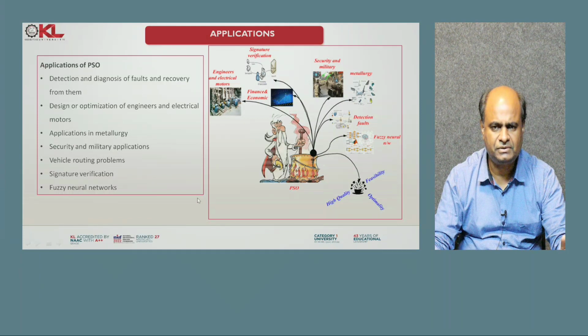There are applications: signature verification, engineering, electrical, motors, finance, economics, detection of faults, metallurgy, security, military, fuzzy neural network. Again, metallurgy you can apply. Then you can go for vehicle routing problems, signature verification. So there are so many applications available nowadays, and many applications are being developed now.